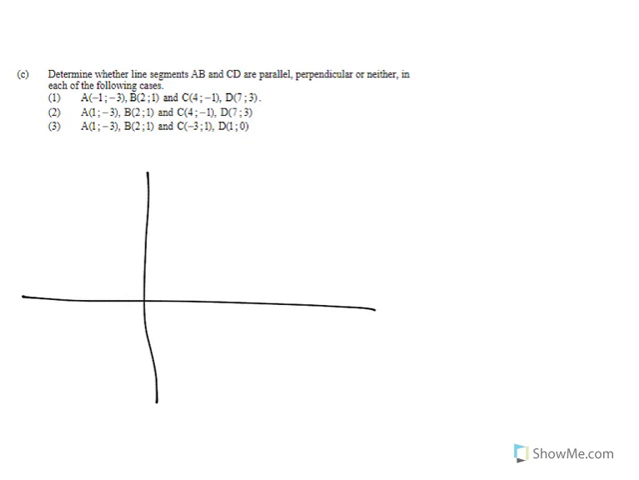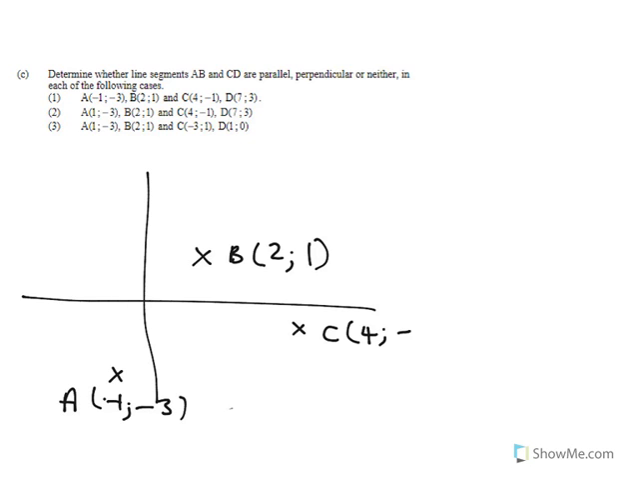point A is (-1, -3). Wait, no, I'm looking at the wrong thing here. Right, point B is (2, 1), and point C is (4, -1), and D is (7, 3).